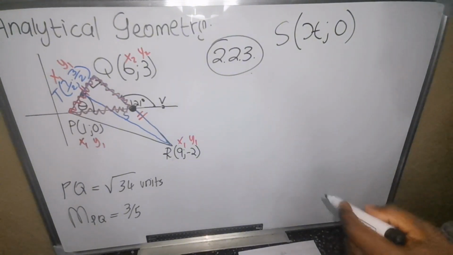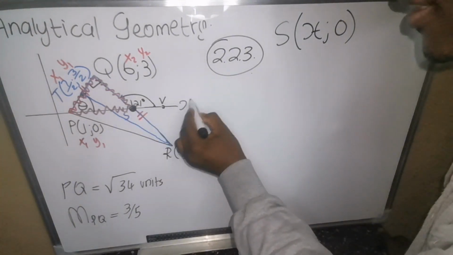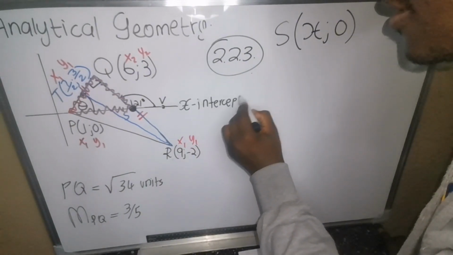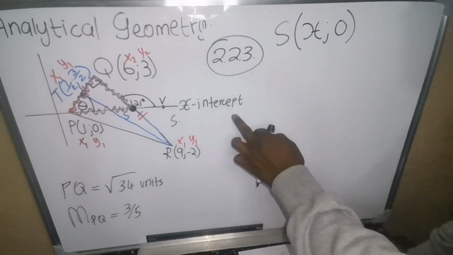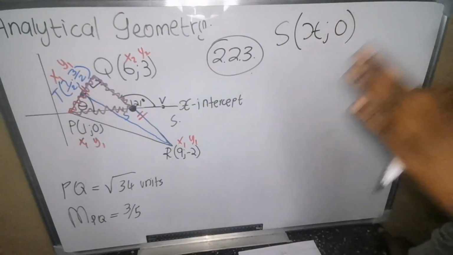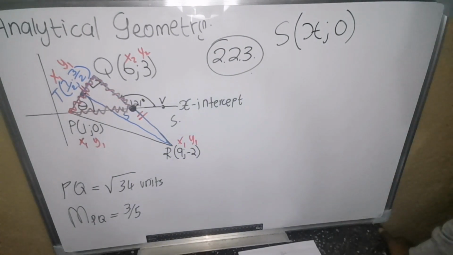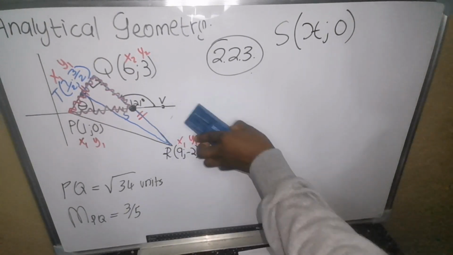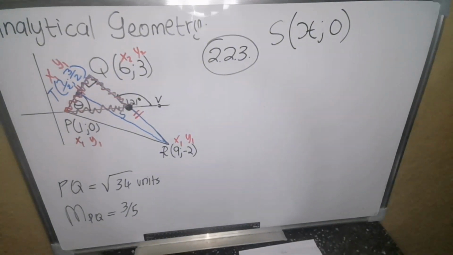That is the x-intercept. This point here is our x-intercept, and point S is our x-intercept. Therefore, we let y be 0, and once y is 0, we find x. Now, how do we find the coordinates of S in this case? Our aim is to find the x-coordinate of point S.